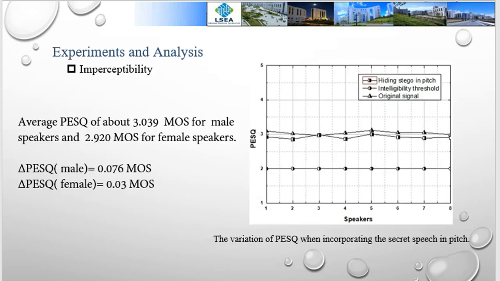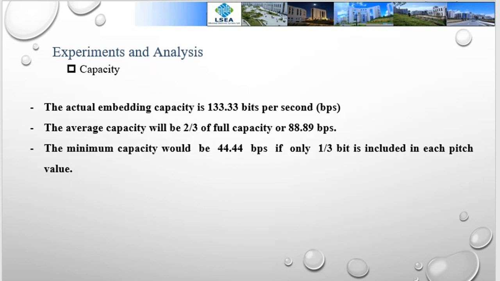For imperceptibility, hiding the voice in the pitch area of the MELP coded frame results in a small reduction in speech quality, with an average PESQ of 3.39 for male speakers and about 2.92 MOS for female speakers. So the delta PESQ for male speakers is 0.076 MOS, and for female speakers it is 0.03 MOS. So imperceptibility is maintained using our proposed approach.